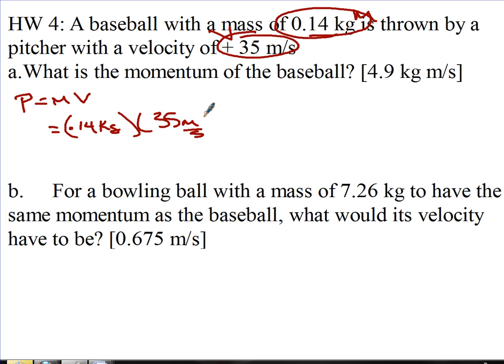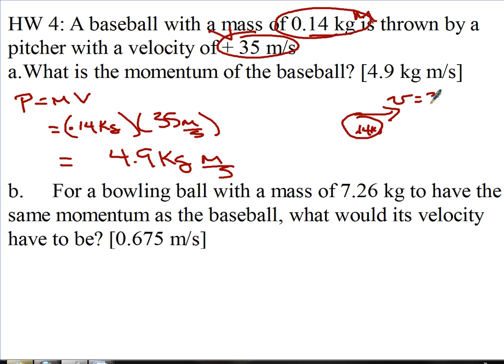Now you would have written this all out in GUESS format. I just don't have room. So this is 4.9 kilograms meters per second. So I have a baseball with a mass of 0.14 kilograms. That's moving with a velocity of 35 meters per second, and it has its momentum.